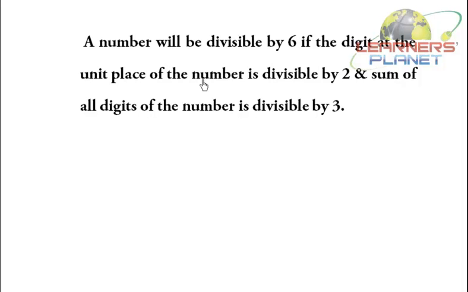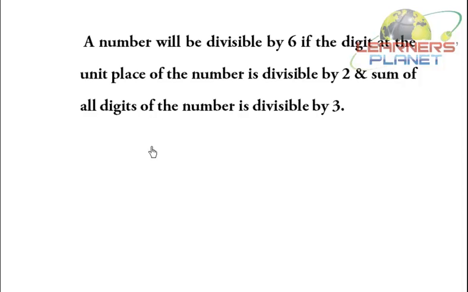Now let's discuss the divisibility test of 6. A number will be divisible by 6 if the digit at the unit place of the number is divisible by 2 and the sum of all the digits of the number is divisible by 3. In other words, a number will be divisible by 6 if it is an even number and it is divisible by 3. We have already discussed the divisibility tests of 2 and 3 as well.